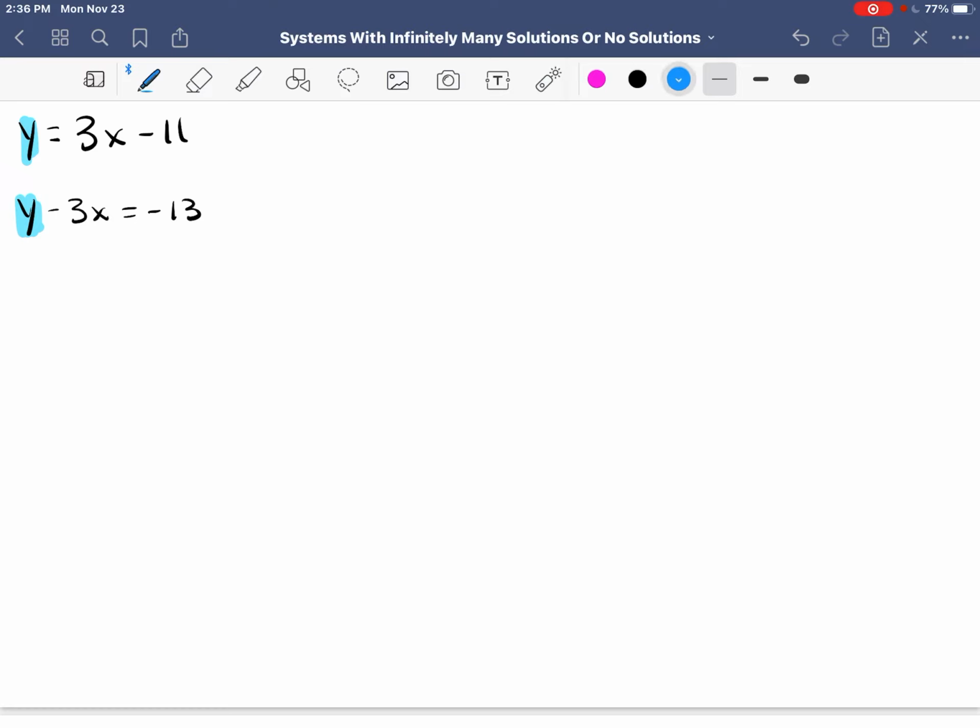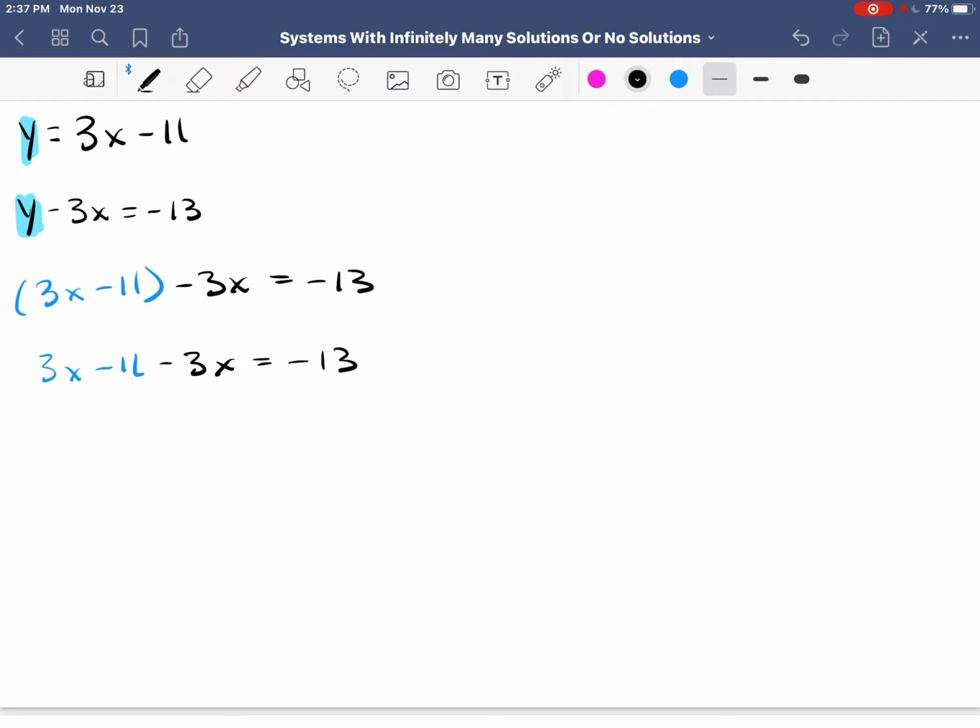Okay, so just like this, 3x minus 11 minus 3x is equal to negative 13. Okay, so because there is nothing outside the parentheses that needs to be distributed, we can go ahead and remove it. So we will have 3x minus 11 minus 3x equal negative 13.